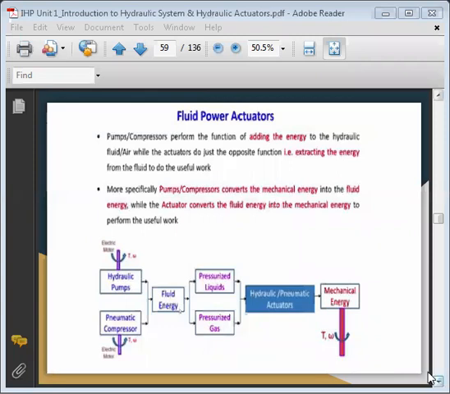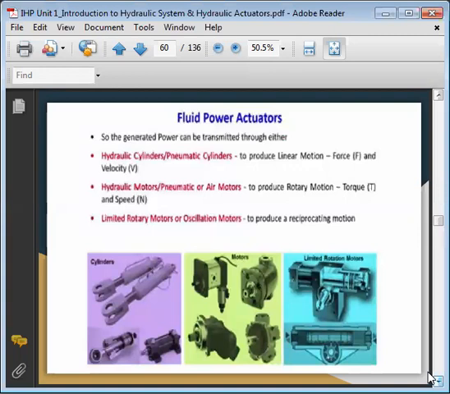Over. Now please write on this. Hydraulic cylinder, hydraulic motor. Once again, I am repeating, the power generated by that actuator can be transported to either a hydraulic cylinder or a pneumatic cylinder. For what purpose? To produce a linear motion. For a hydraulic actuator, remember, its other name is a hydraulic cylinder.